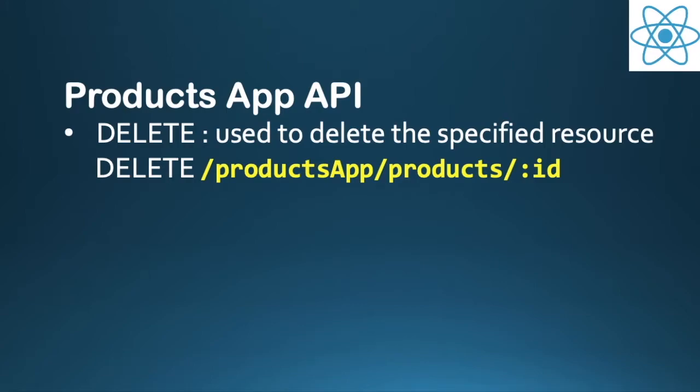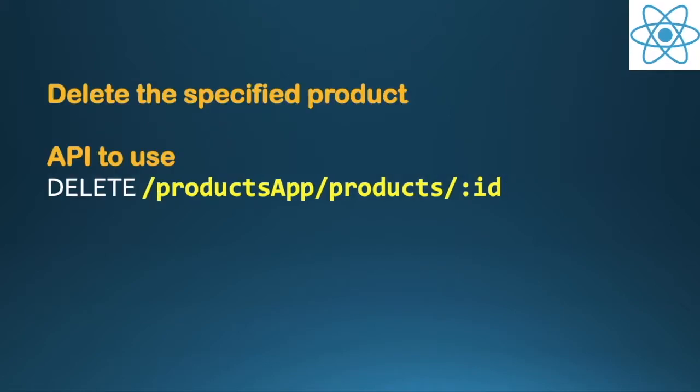Now after put, we need to understand and implement delete. So what is delete used for? Delete is used to delete the specified resource. So in our productsApp API, it has provided this API delete /productsApp/product/:id. So what does this mean? We want to delete this product, which is denoted by this ID. So we need to implement this delete of the specified product, and the API we want to use is this delete /productsApp/product/:id. Again, the process will be the same.